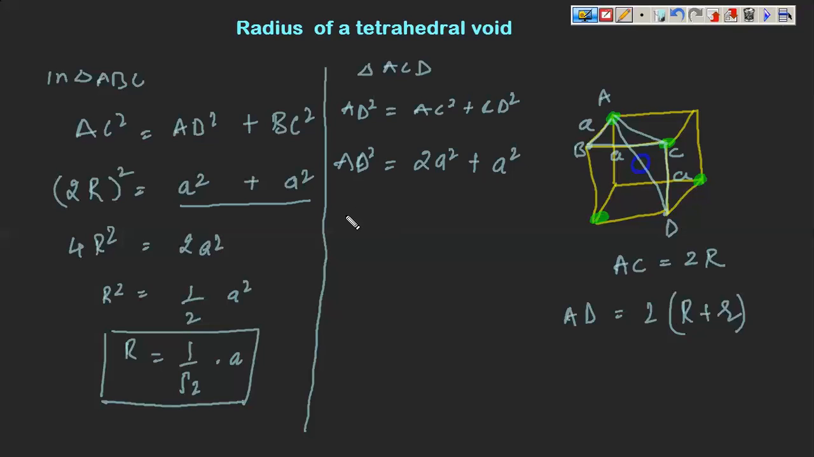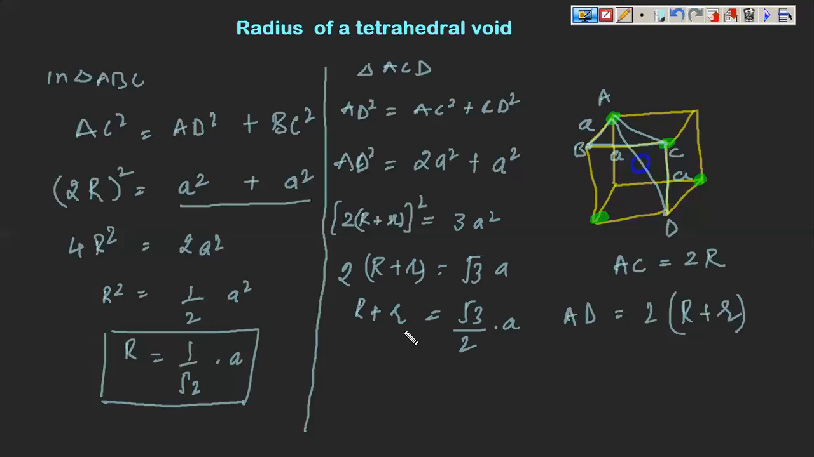So keep the value here: 2R plus small r, its whole square, is equal to 3A square, that is A square plus A square plus A square. Now remove the square from both sides, and you will find 2 into capital R plus small r is equal to root 3 into A. And capital R plus small r will be root 3 upon 2 into A.